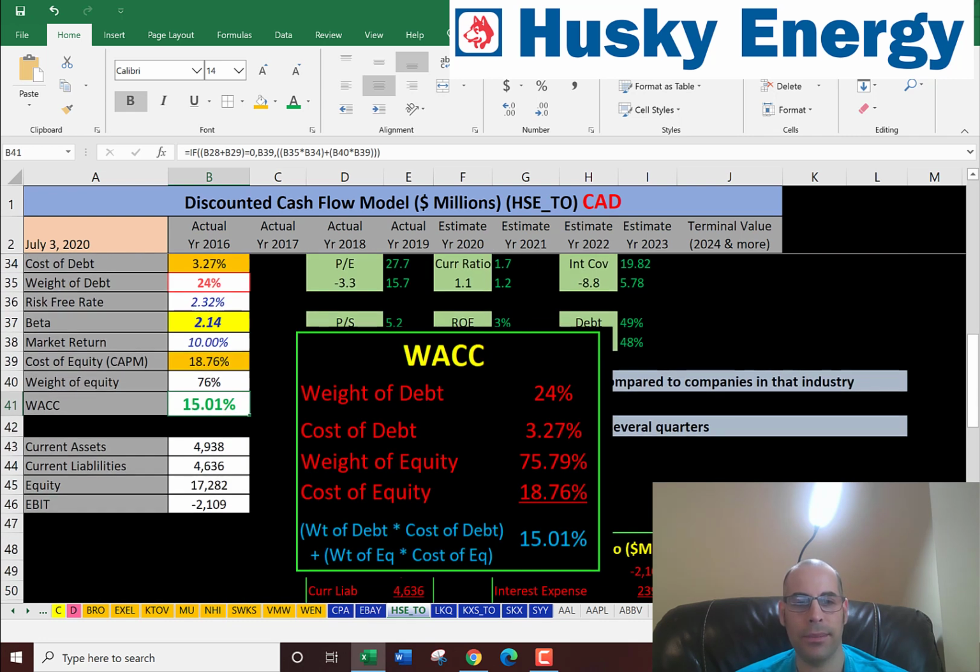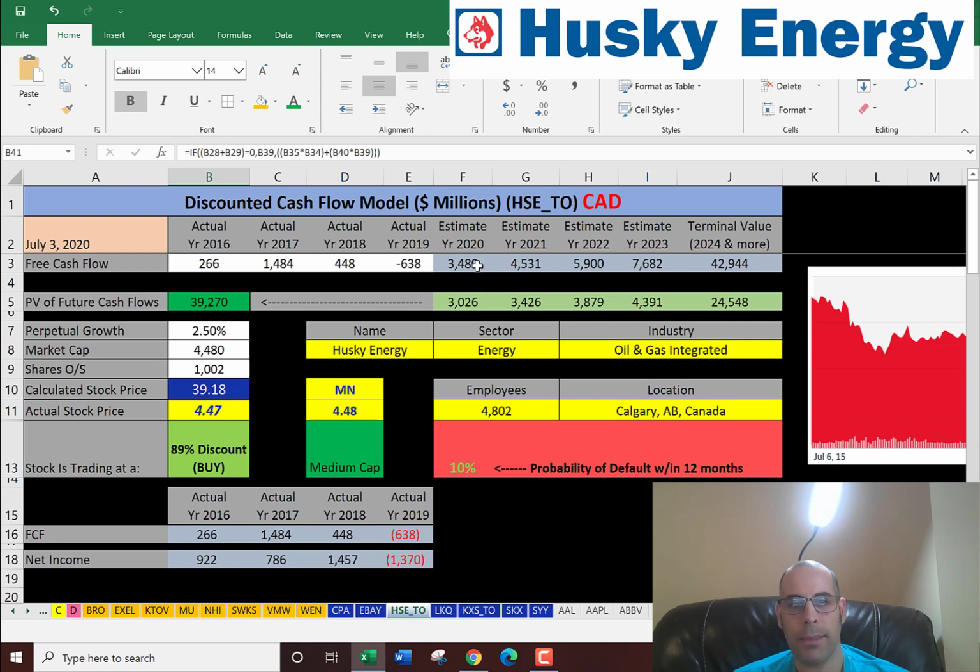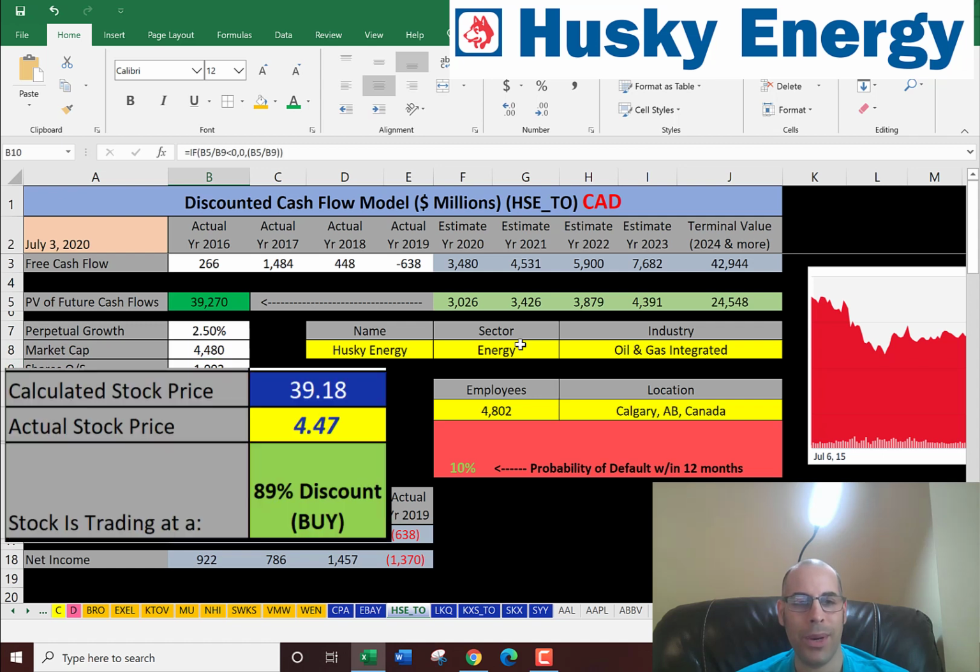cash flows. So we estimated 4 years of future free cash flows. Then we did a terminal value, which is all years past year 4. We discounted those numbers back to today's value, and we get a value for the entire company of $39 billion. We divide that by 1 billion shares, and we get an intrinsic stock price of $39. It's trading at $4.47, so it's trading at an 89% discount, so it's a buy according to the model.